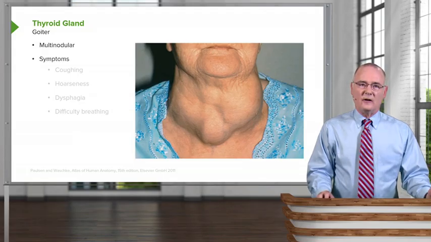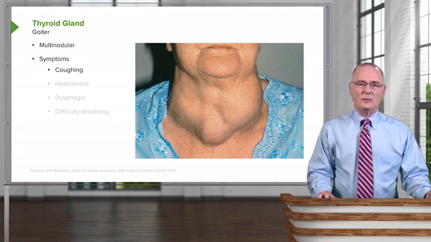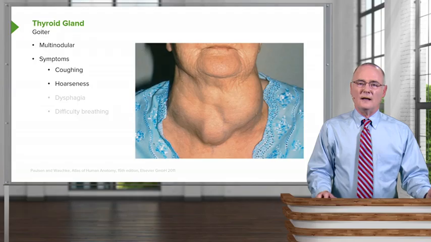Some of the symptoms that are associated with a goiter are as follows. One is coughing, and this has a mass effect on the respiratory passageways and the larynx. A second symptom is hoarseness. Very large goiters can involve the recurrent laryngeal nerves, and if they become involved, then they're unable to effectively activate the muscles of the larynx and can then create the hoarseness.